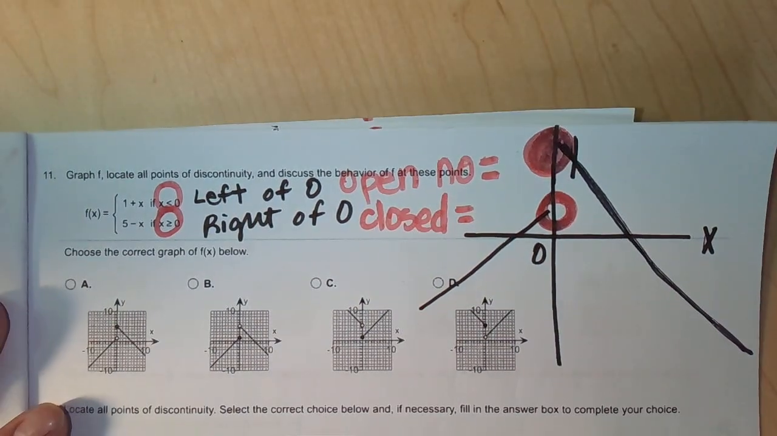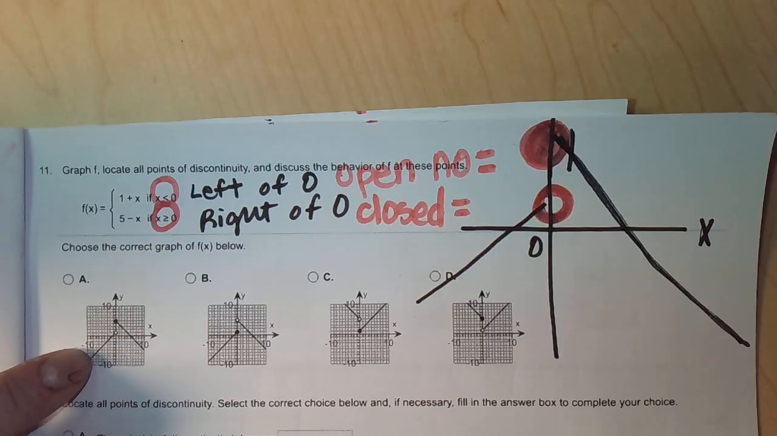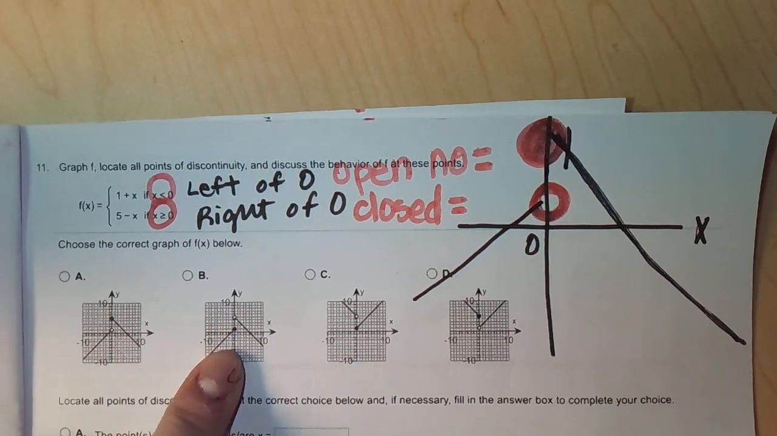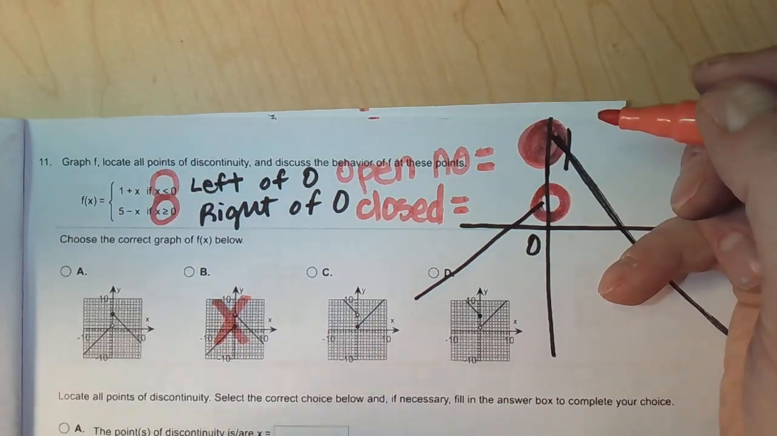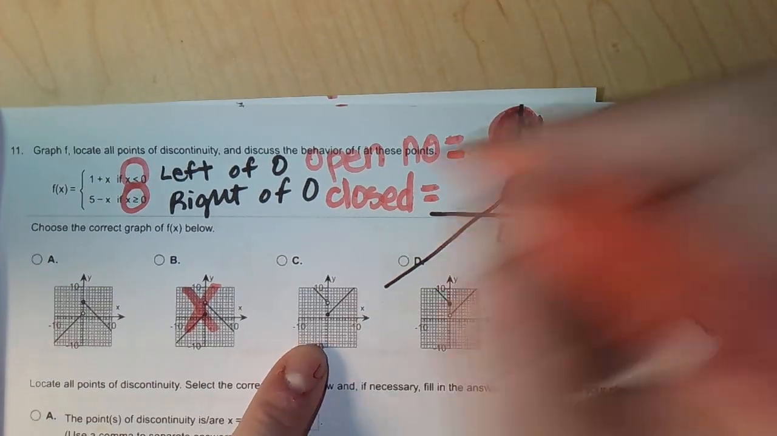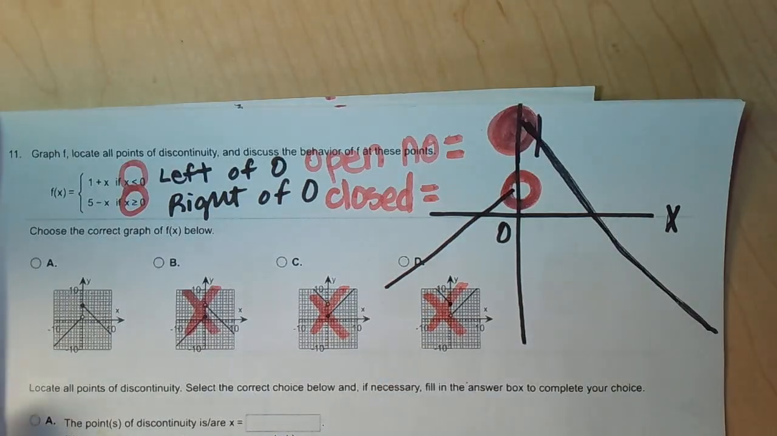Hot dog, we did it. Okay, A looks kind of right, good. B, the holes are wrong. So you have to know about those alligators. C, wrong, the holes are wrong. D, the holes are wrong. Oh, okay. So, A.